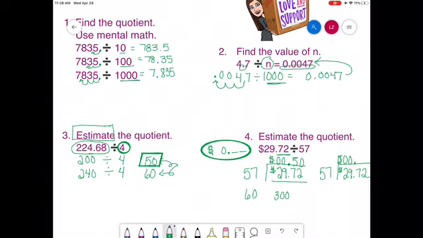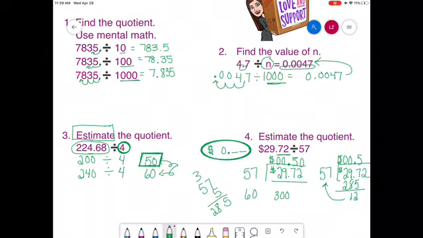So you say, about how many times? I'm going to guess that it's about 5 times. 5 times 57. Let's do that over here. 57 times 5. 5 times 7 is 35, 25 plus 3 is 28, 285. So we put that here. We're going to subtract. We get 12. 12 is less than 57, so we can stop.